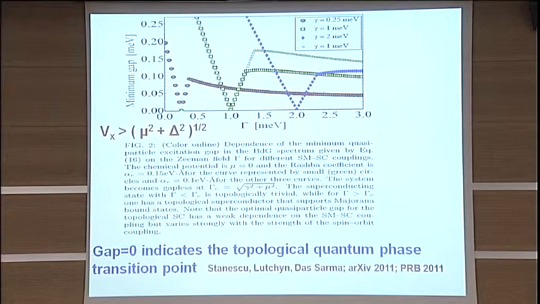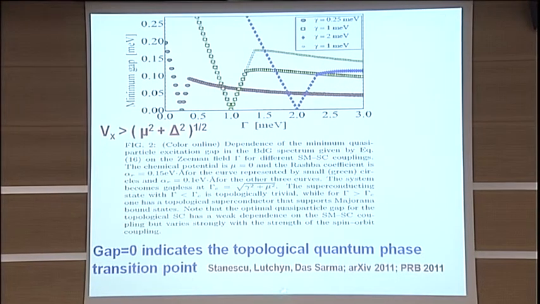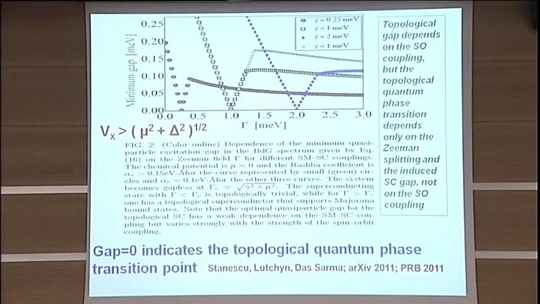The SOF superconductivity disappears. You have effective POF superconductivity, and on the right-hand side of this zero, you will always have a Majorana. Then at a very large magnetic field, the gap goes down again as 1 over Vz. So gap equal to 0 indicates the topological quantum phase transition point. Notice the topological gap itself depends on spin-orbit coupling, but the condition does not depend on spin-orbit coupling.